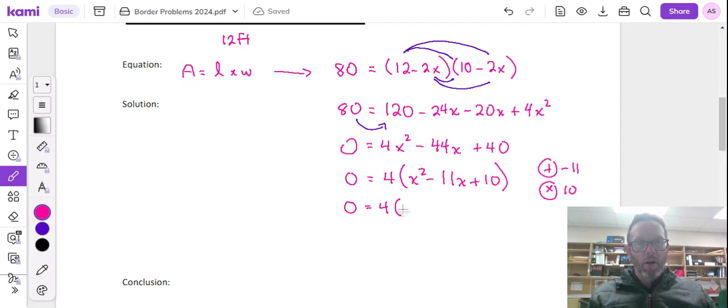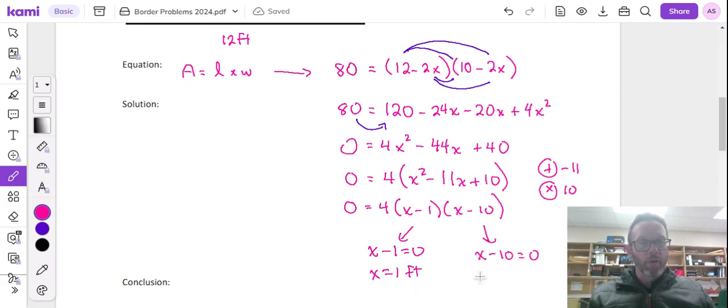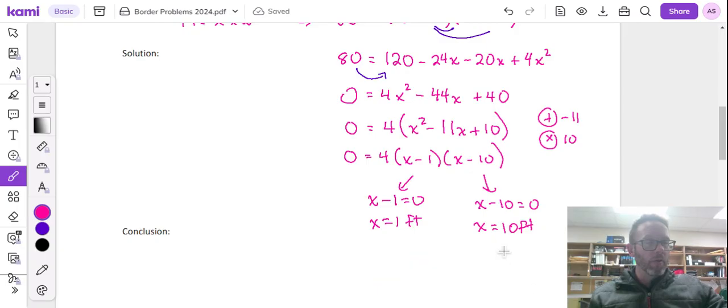Those two numbers are negative 1 and negative 10. This is going to give us two possible solutions. What makes x minus 1 equal to 0? X equals 1. Remember, x is the length of the uniform border, so that's 1 foot. Border is one possible answer. And then x minus 10 is equal to 0, which means x equals 10 feet, a 10-foot border. So we're almost done. Note we got two possible positive measurements here, but only one of those makes sense.